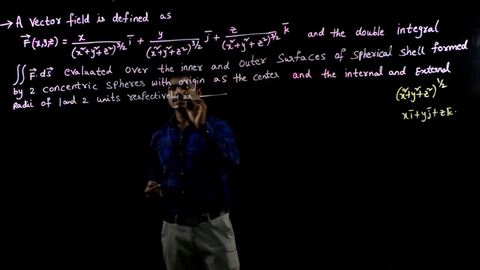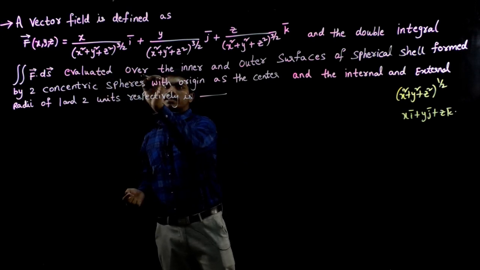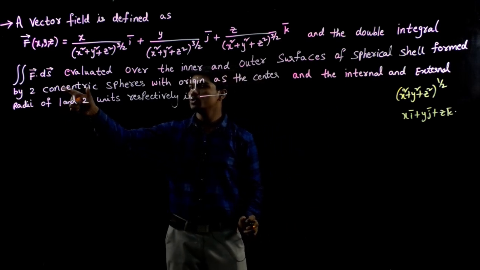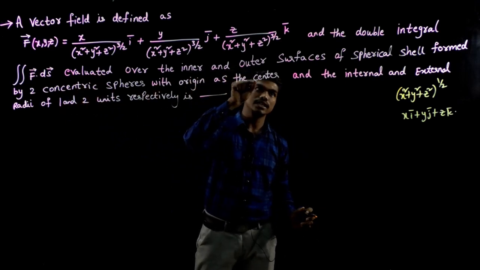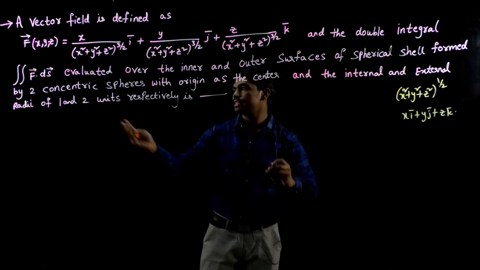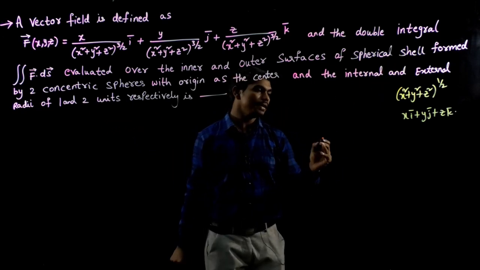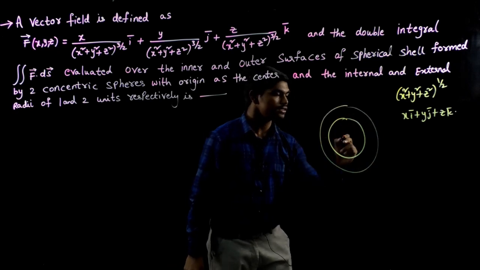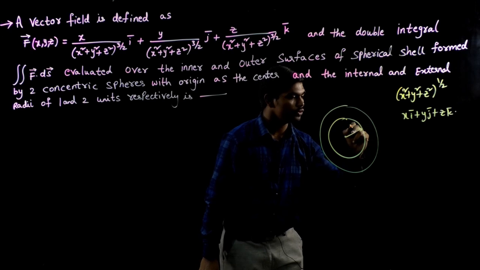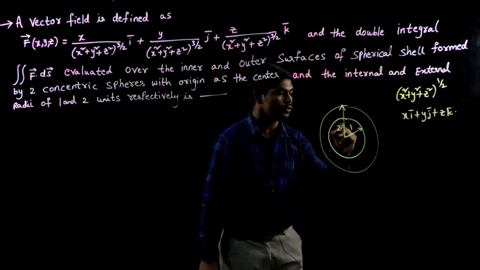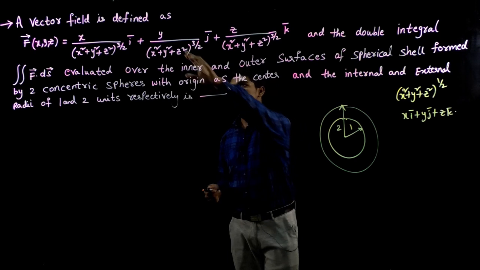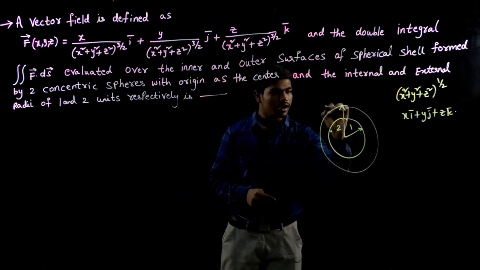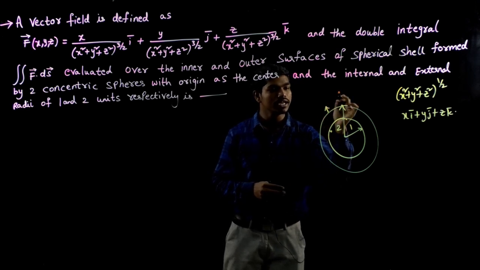Now if you look at the surface, this is evaluated over the inner and outer surfaces of the spherical shell, which is formed by two concentric spheres with origin as the center and the internal and external radii of 1 and 2 units. Means if you take two concentric spheres like this with internal radius of 1 unit and external radius of 2 units, then this is evaluated. This means this vector f bar is evaluated along this inner surface and also along this external surface.